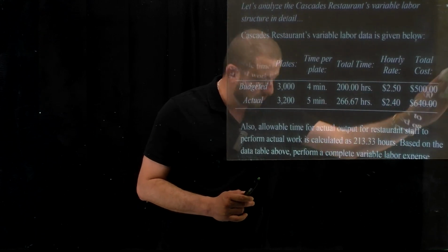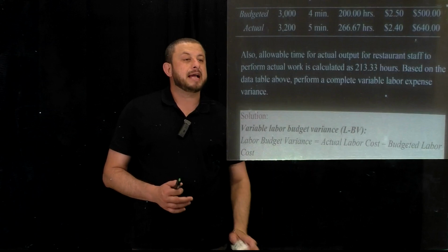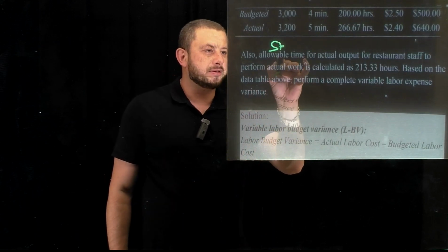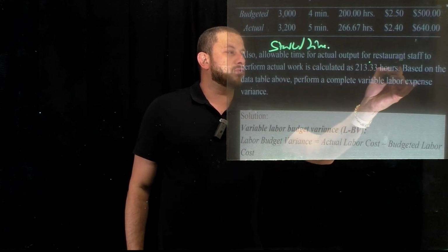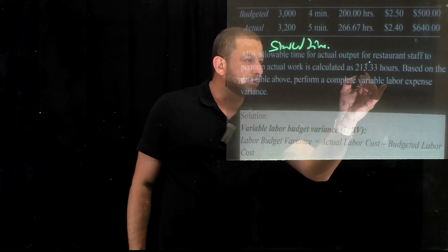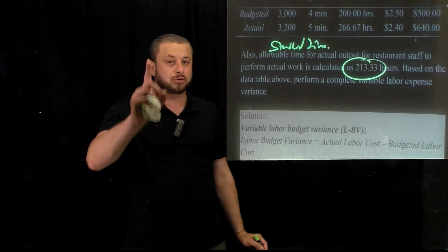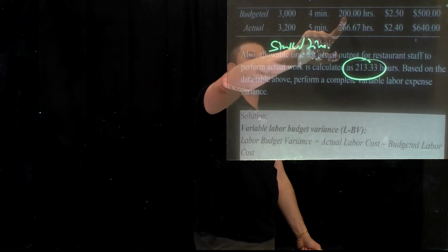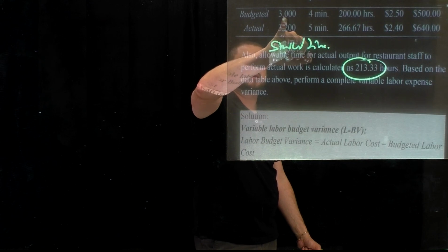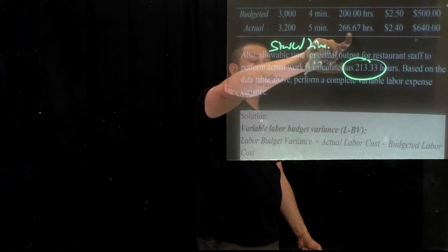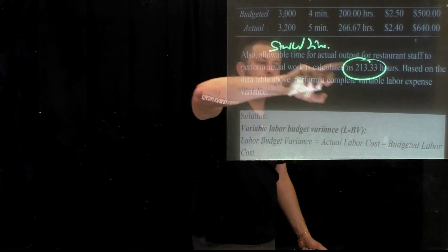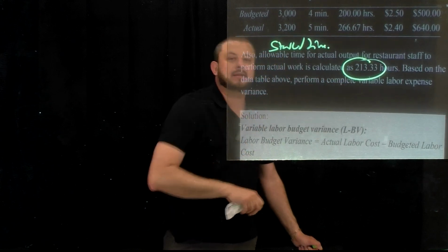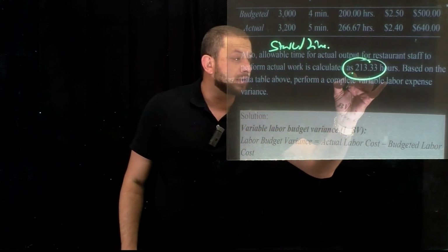There is one more piece of information we have to utilize in this question, guys. Allowable time, this is the standard time for the actual output for restaurant staff to perform actual work, calculated as 213.33. So look, we budgeted 200 hours to serve 3,000 plates. Actually, they took 266.67 hours to serve 3,200 plates, but actually, we tell them to work a maximum of 2,300.33 hours.